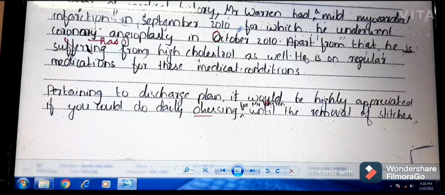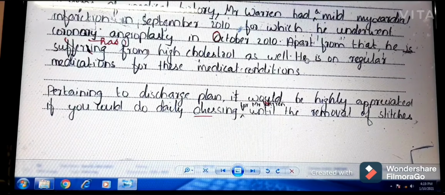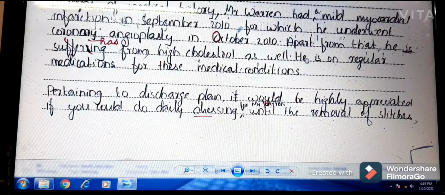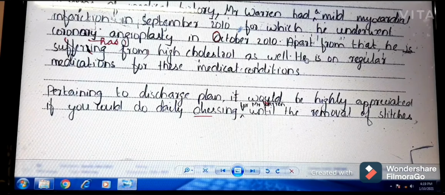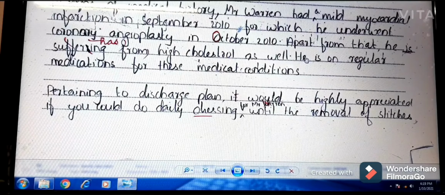Okay, let's continue. Pertaining to discharge plan, it would be highly appreciated if you could do daily dressing for Mr. Warren until the removal of stitches. It would be highly appreciated, that is the polite expression. It would be highly appreciated if you could do daily dressing. That's not written in a proper way. D is read as "cl" or something like that. So letters are to be written very clearly, very legibly.